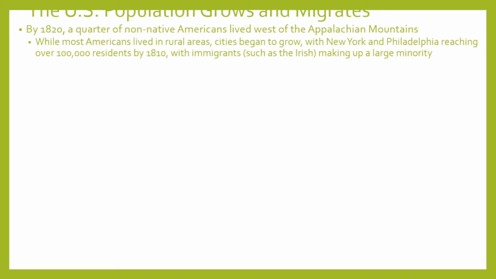So while we still have a majority of Americans living out in rural areas, out in the countryside, we started to really see the growth of cities in America. New York and Philadelphia had about 100,000 residents in 1810. Immigrants like the Irish were a vast minority of these populations, and when we get to next semester, once we get to about 1900, immigrants in general are like 75% of the populations of most of these big cities, which is pretty interesting.